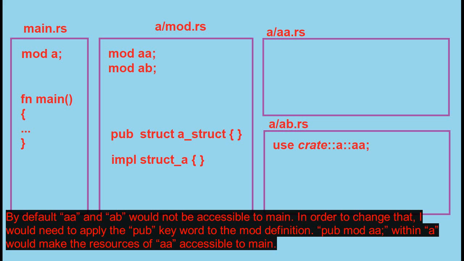By default, AA and AB would not be accessible to main. In order to change that, I would need to apply the pub keyword to the mod definition. Pub mod AA within A would make the resources of AA accessible to main.